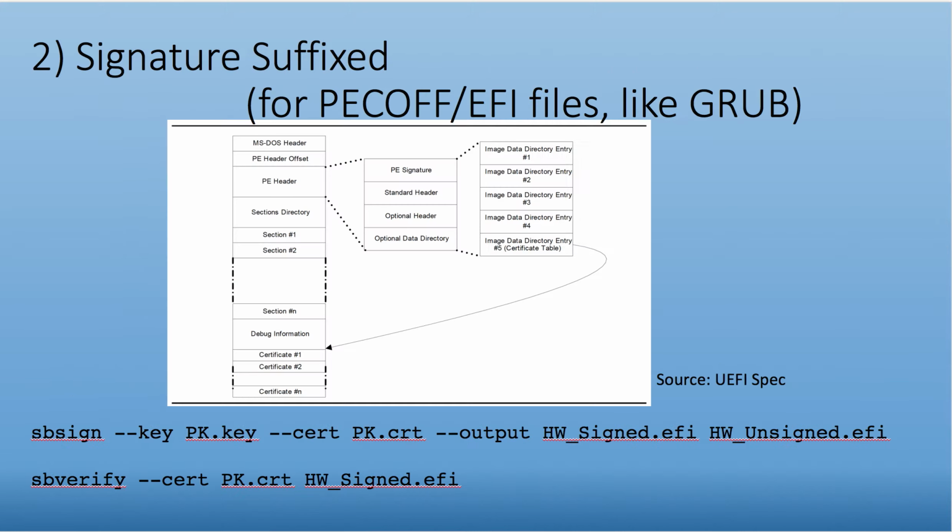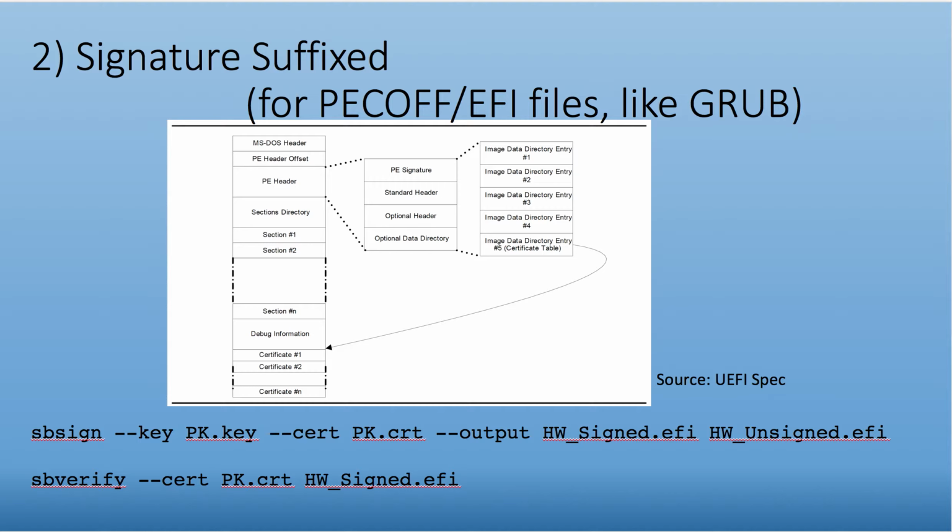Moving on to the second type. These signatures are used for binary files like EFI files or PE/COFF files. The signatures are appended to the bottom of the file. This approach is also followed for ELF files in the Linux world, or EFI files, PE/COFF files, GRUB files. So in these kinds of files, the signatures are appended at the bottom of the file.